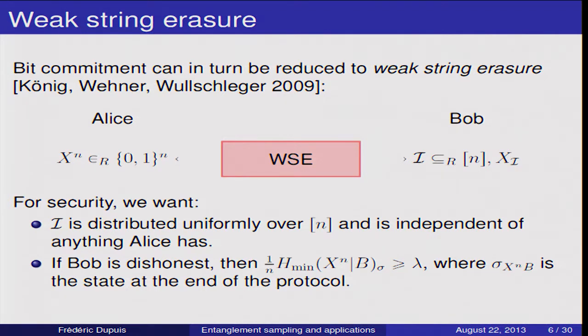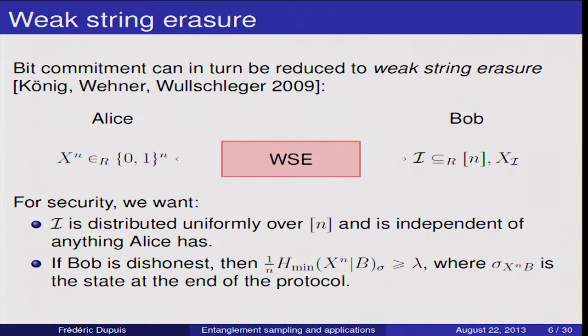Now, the way it's going to work is that we're going to reduce bit commitment to something called weak string erasure. I'm not going to do this. This was done by König, Wehner, and Wullschleger in 2009. And the idea is that if you can have a protocol that implements this, which I'm about to explain, then you can do bit commitment. And this weak string erasure primitive works as follows.